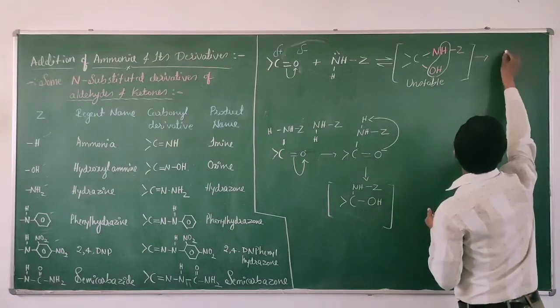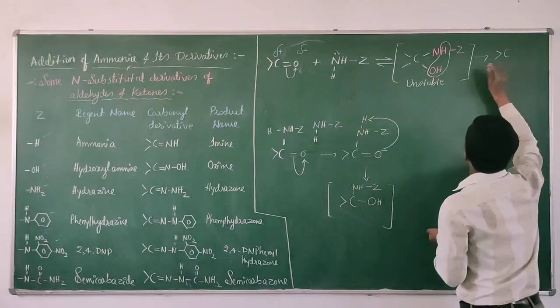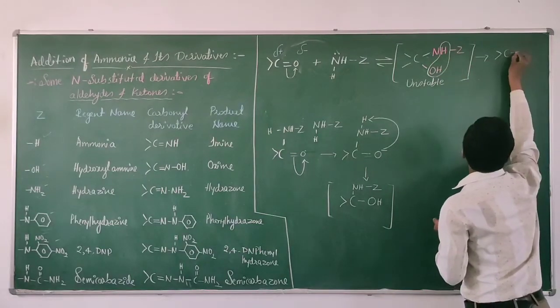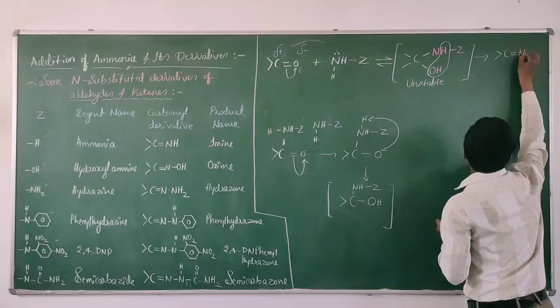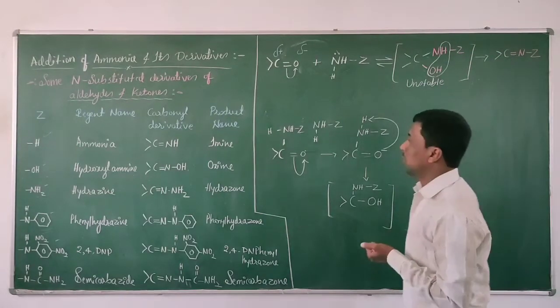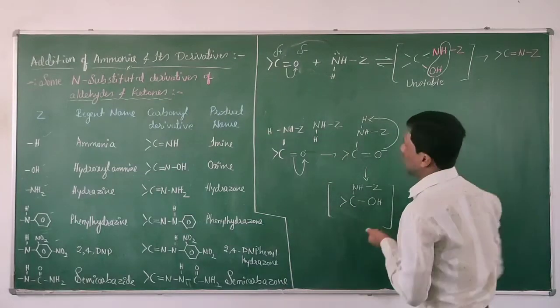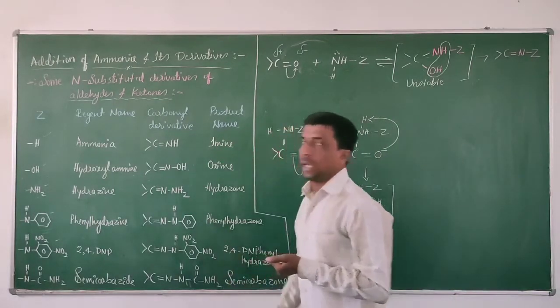We will have C here between carbon and nitrogen. We will have a double bond, C=N. This is the product we will have. This is the addition product in all these cases.